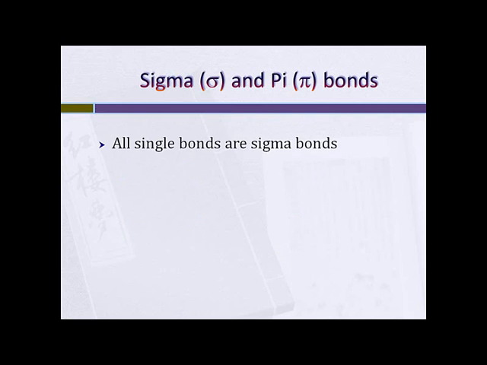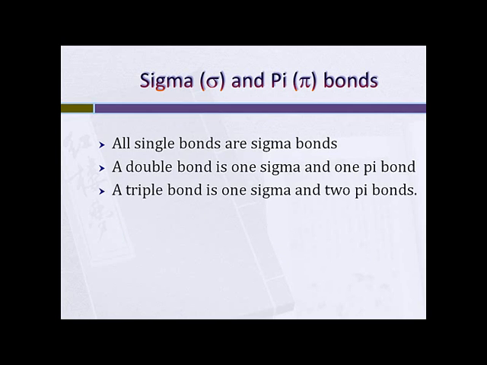Now, all single bonds are sigma bonds. A double bond is composed of 1 sigma and 1 pi bond, and a triple bond is 1 sigma and 2 pi bonds.